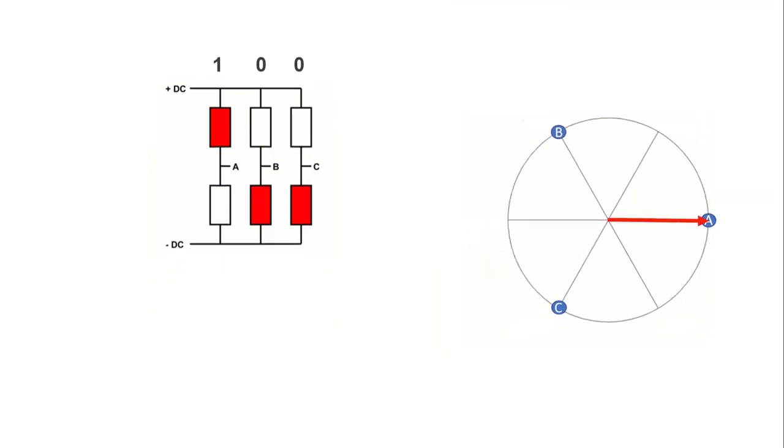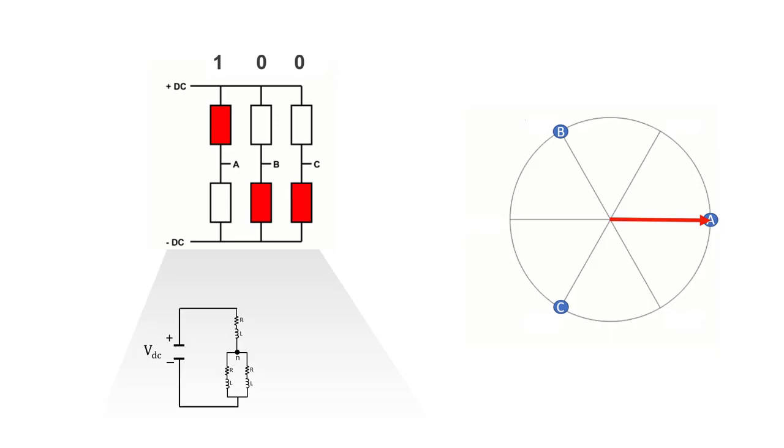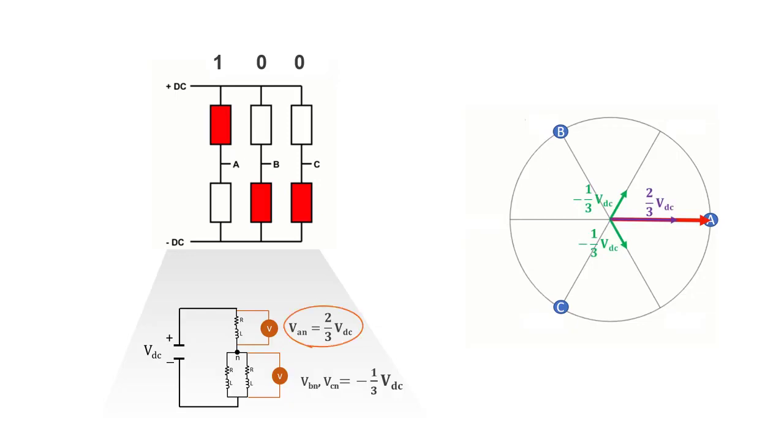If we now draw a simplified version of this circuit, we can see that phase A to neutral voltage is 2/3 of the DC source voltage, whereas phase B and phase C to neutral voltages are minus 1/3 of the DC source voltage. Here is how we show these voltages with voltage vectors on the space vector diagram. For a positive voltage, the space vector is in the positive phase direction, whereas a negative voltage vector points in the opposite direction of the phase.